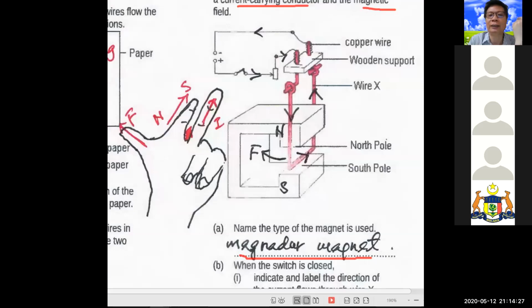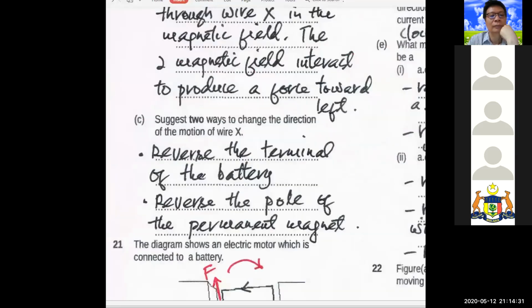Okay, so let's see the answer. Reverse the terminal of the battery. Change the direction of current, reverse the terminal of the battery, we don't say direction. Second one, reverse the pole of the permanent magnet, north and south. Reverse the pole of the permanent magnet, okay? Two answers, two methods, got it or not?